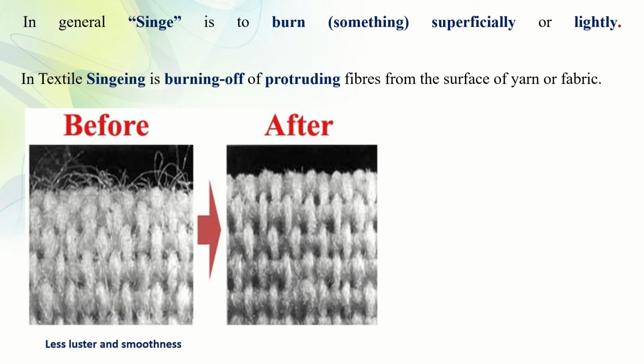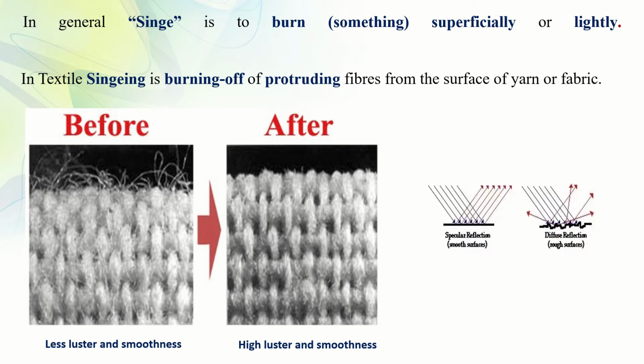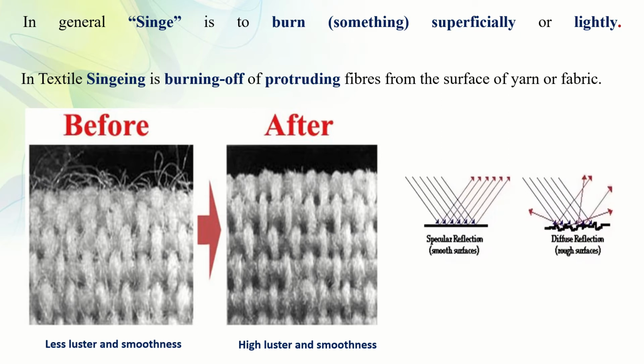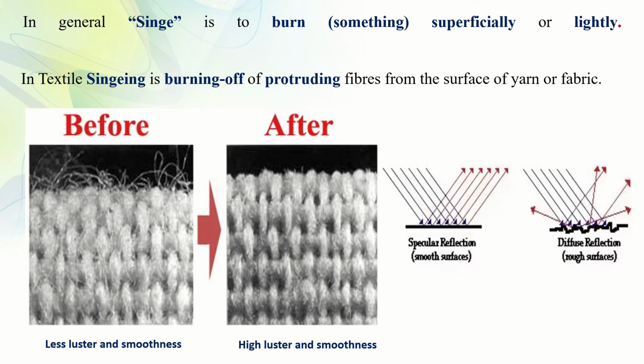After the burning of protruding fibers, the smoothness of the yarn or fabric increases. Since a smooth surface facilitates more reflection of light than a rough surface of textiles, as a result, luster will increase.